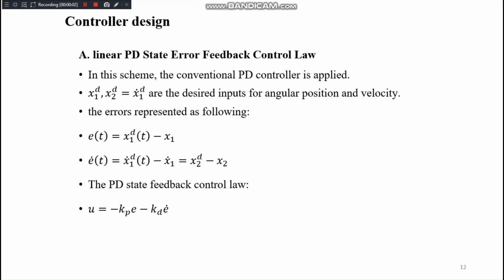The controller design will be of two types: linear, which uses a normal proportional derivative controller, and nonlinear, where x1 desired is the input position and x2 is the derivative of x1, which in this case is the velocity. And the feedback control law of the PD controller is U equals minus Kp multiplied by error, minus Kd multiplied by the derivative of error.